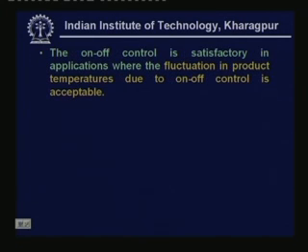Now, this is the principle of on-off control, and where do we use on-off control, and what are the advantages and disadvantages of this control? The on-off control, as you might have seen, is satisfactory in applications where the fluctuation in product temperature due to on-off control is acceptable. So, whenever you are using cycling control or on-off control, there will definitely be a temperature fluctuation inside the refrigerated space. If this temperature fluctuation is acceptable and no harm takes place even if the temperature varies, then you can use this on-off control.